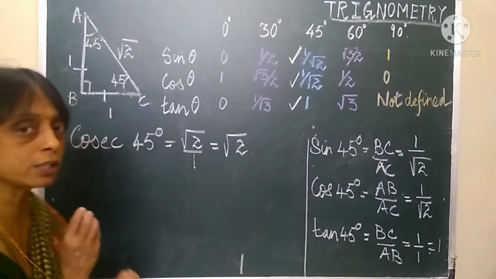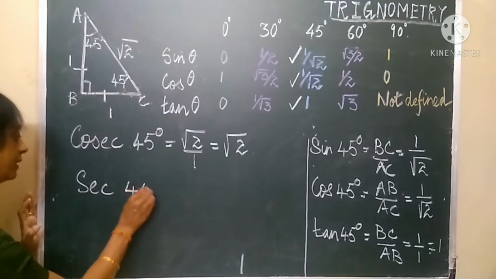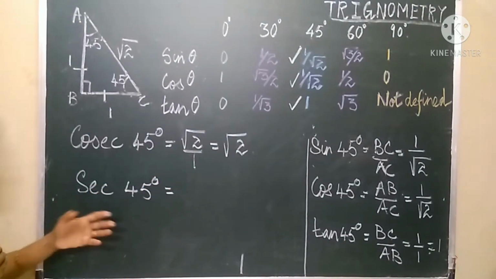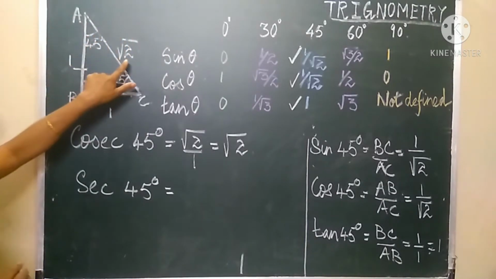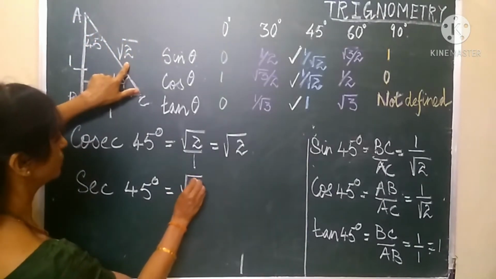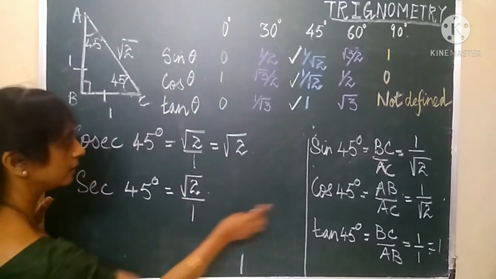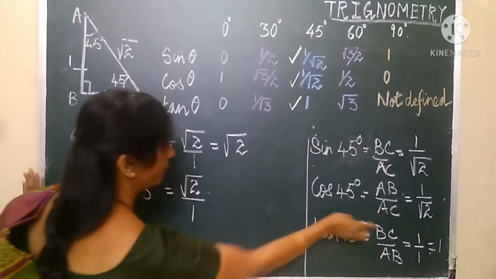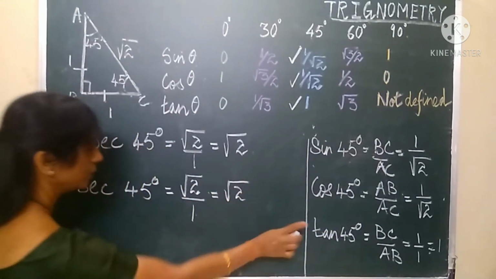Inverse of cos of 45 is sec of 45 degrees. What is sec? It will be hypotenuse upon adjacent side. That is, root 2 is the hypotenuse upon the adjacent side, that is 1. Just opposite, AC upon AB. So root 2 upon 1, that is root 2.